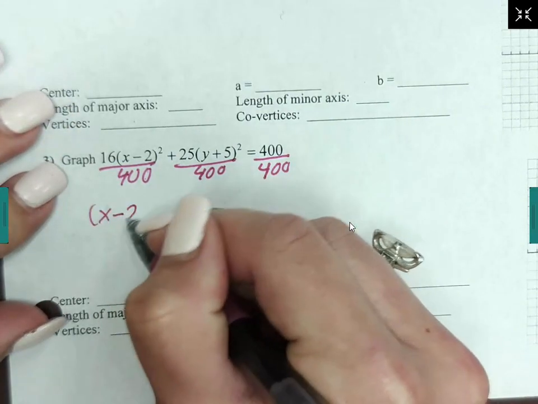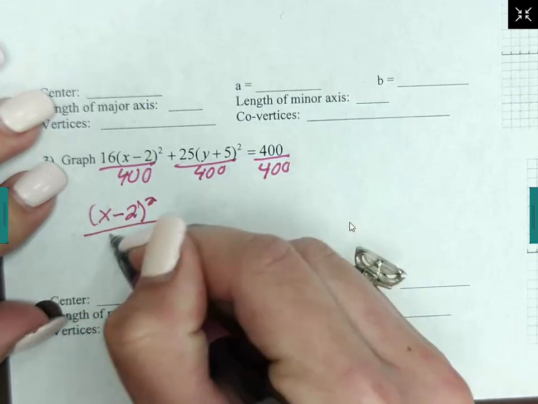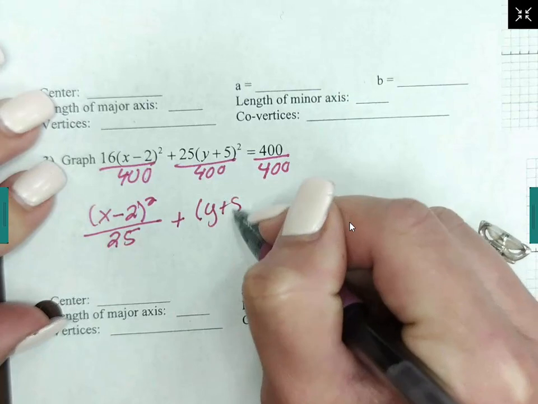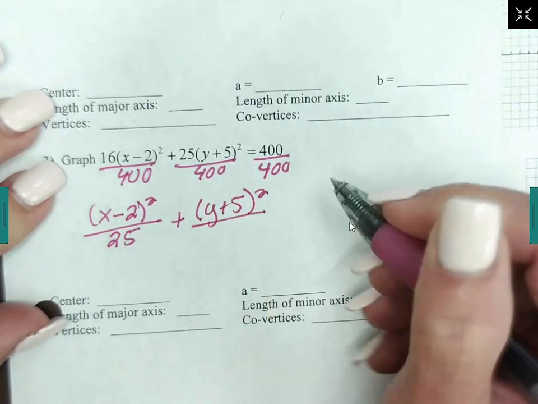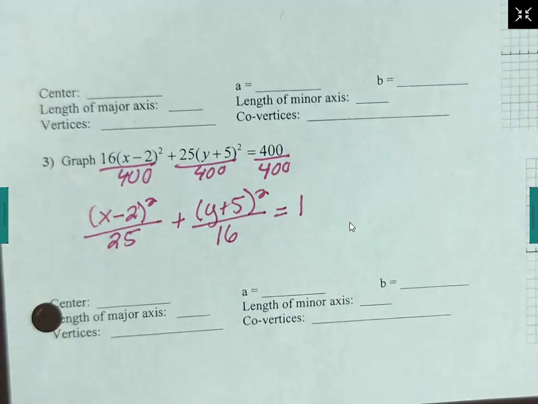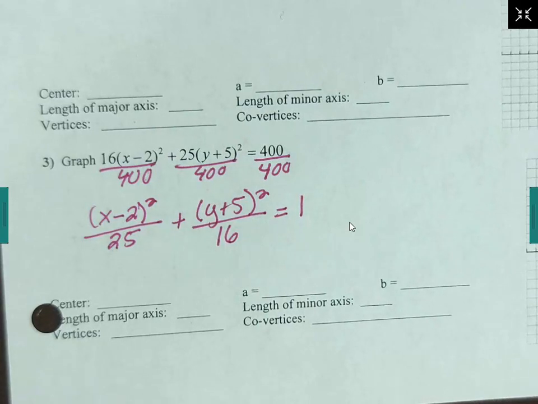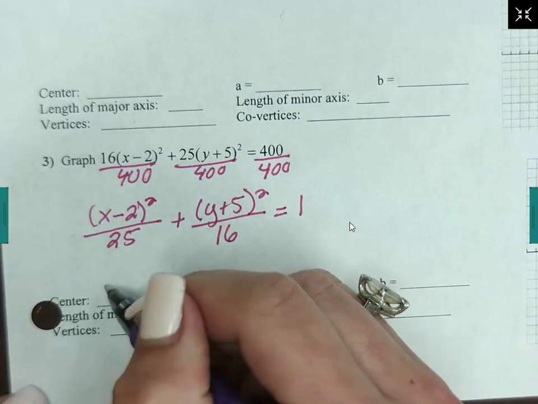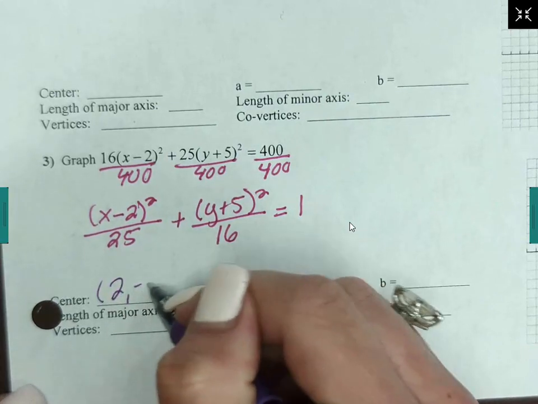So this becomes (x - 2) squared over 25 plus (y + 5) squared over 16, and that's equal to 1. Are there any questions so far? Okay, please remember that next we need to determine the center. The center is (h, k), as you can see in the standard form. So the center is going to be (2, -5).